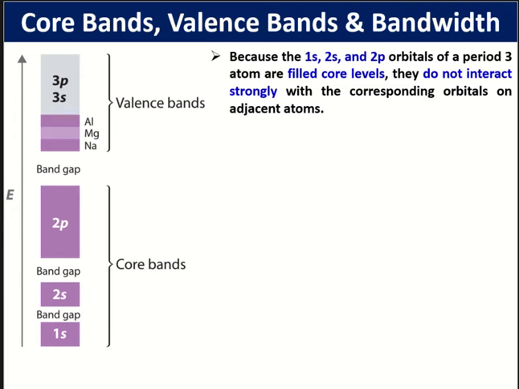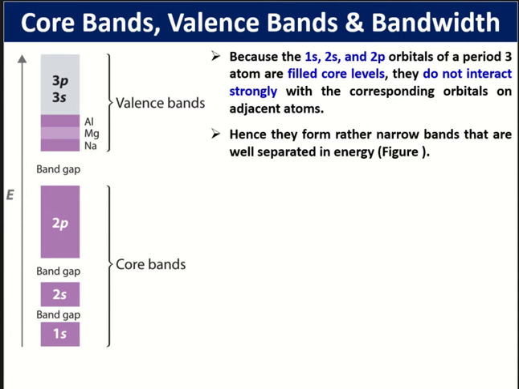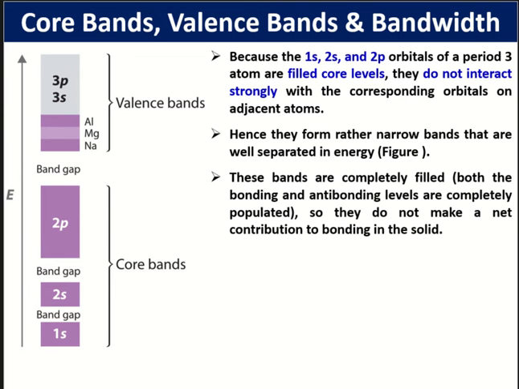Filled core levels, they do not interact strongly because they are drawn inwards, they are closer to the nucleus. So because of poor overlap, their width will be less and narrow bands will be obtained. Okay, but they will be well separated in terms of energy. Less width but well separated amongst themselves.